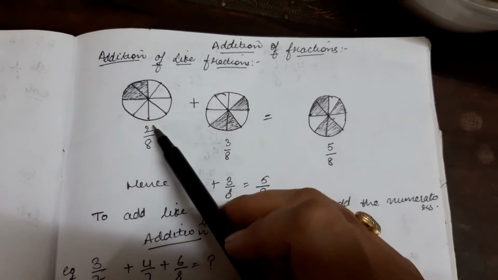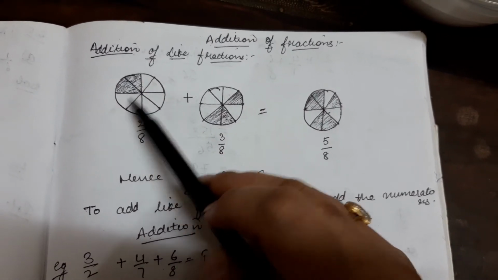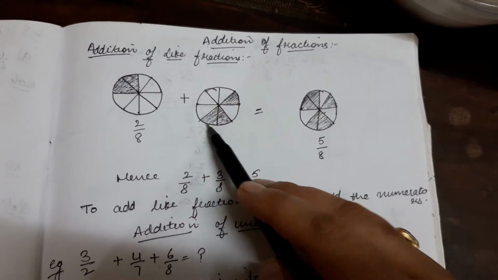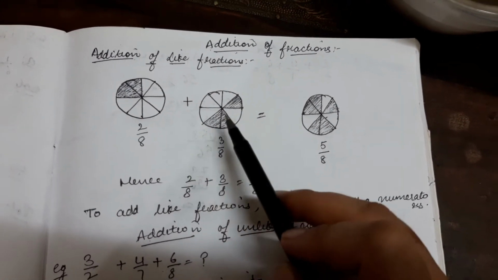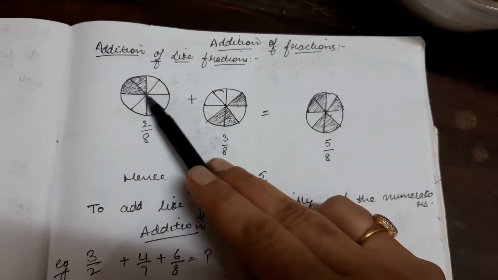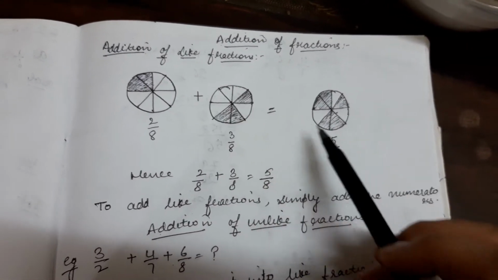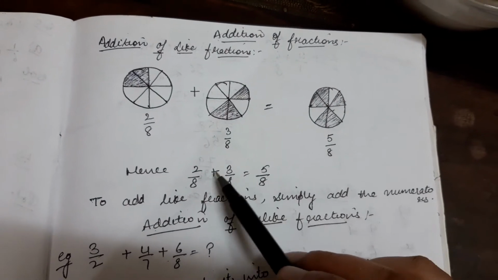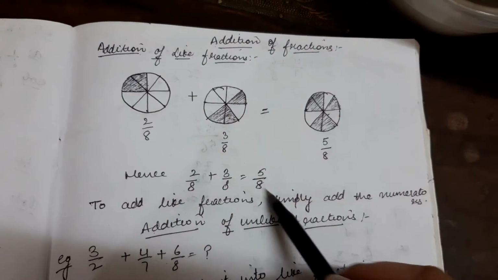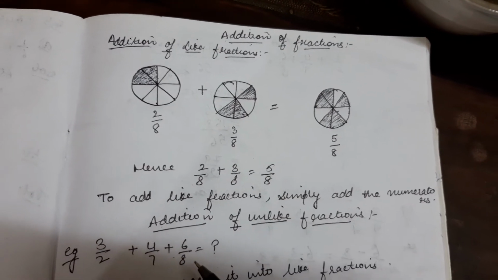As you can see, 2 by 8 means I have a whole circle which is divided into a total of 8 parts and out of which 2 are shaded. 3 by 8 means I have 8 parts in the circle and 3 are shaded. Now you can see that in both the circles we have 8 parts. So if I combine the shaded parts, the answer will be 5. So what fraction is shaded? 5 by 8. So simply I can say in case of like fractions, I just add the numerators and the denominator remains the same. So 2 plus 3, 5 divided by 8. 5 by 8 is the fraction.